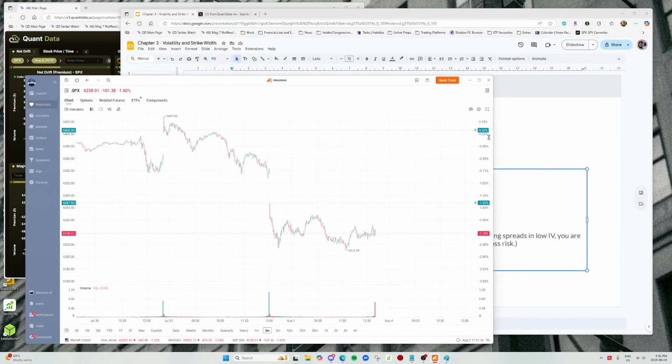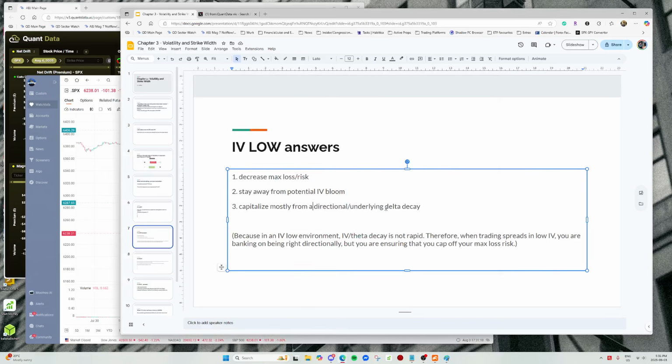Perfect. So when there's not much extrinsic value to get, we're really depending on a directional move, especially because we're selling so close to current price.